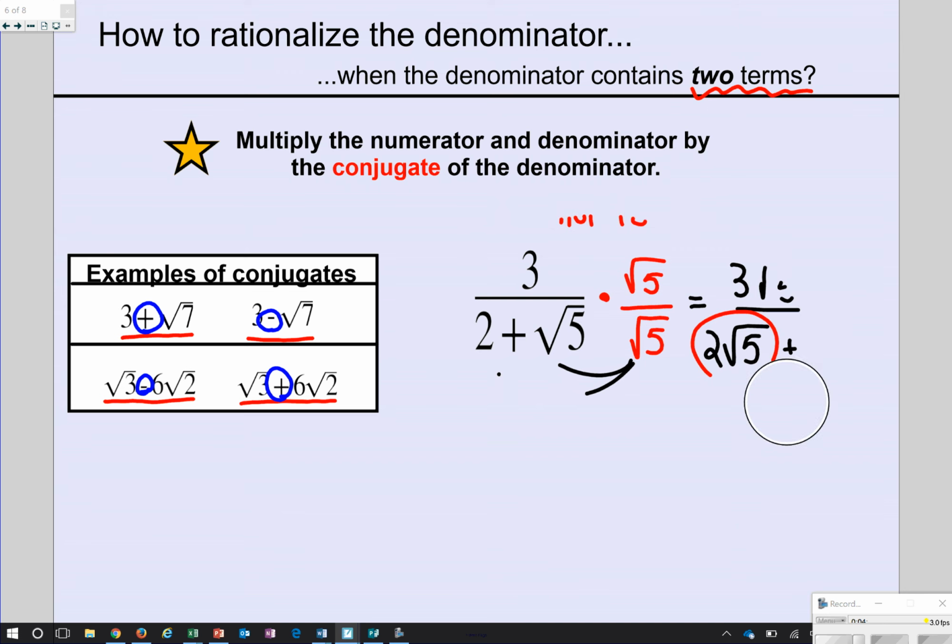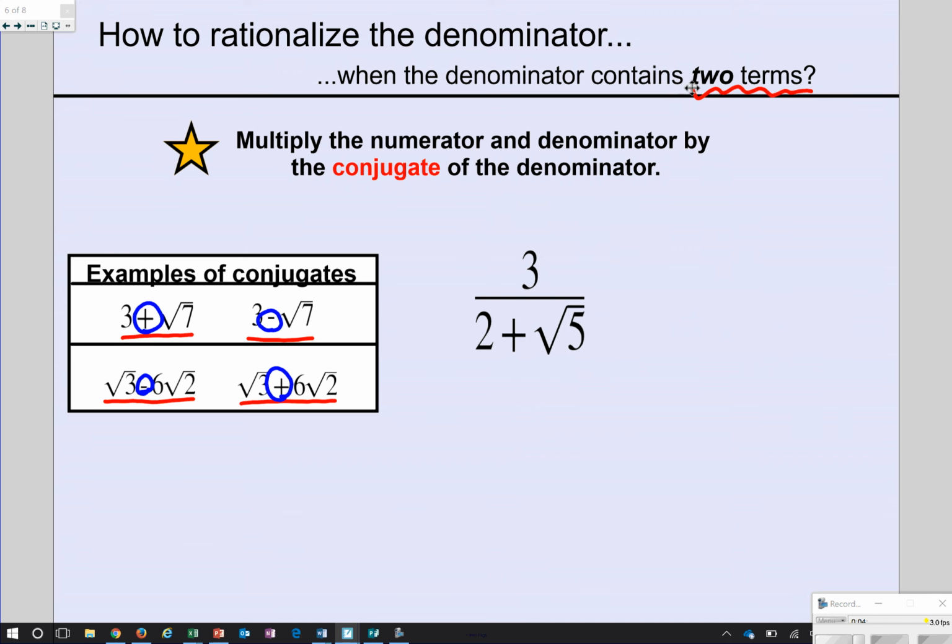You need to multiply it by the conjugate. So in this case, what we would multiply it by is 2 minus the square root of 5 over 2 minus the square root of 5. Again, it's still a value equal to 1, but we use the conjugate.